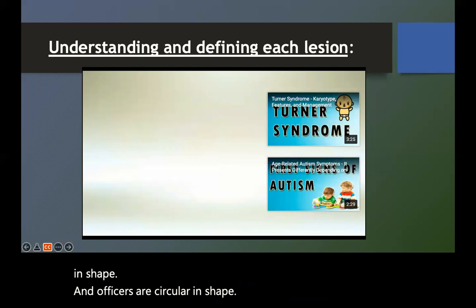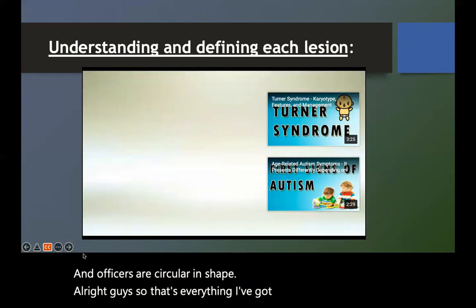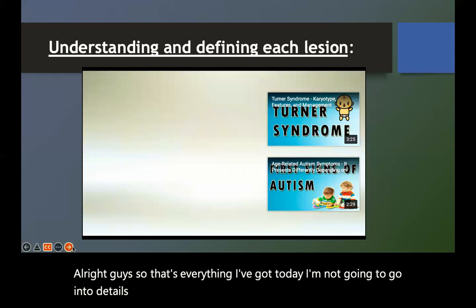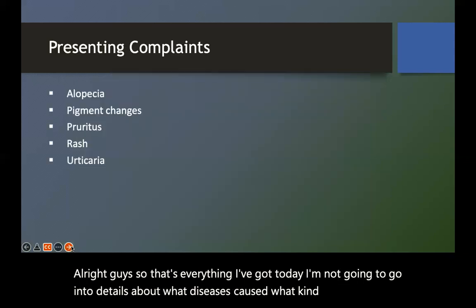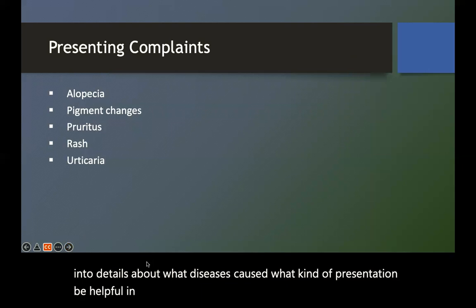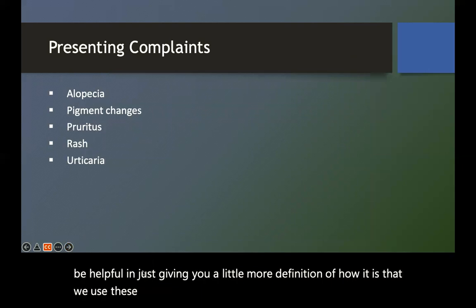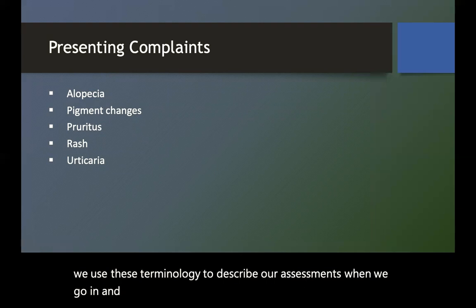All right, guys, so that's everything I've got today. I'm not going to go into details about what diseases cause what kind of lesions. So hopefully that was helpful in just giving you a little more definition of how it is that we use these terminology to describe our assessments when we go in and look at skin issues.